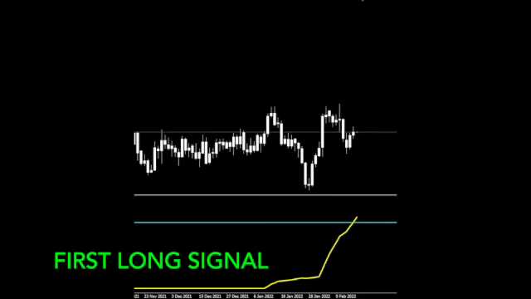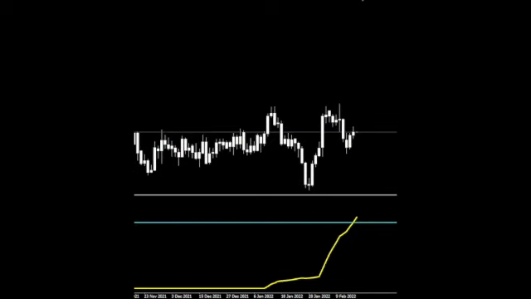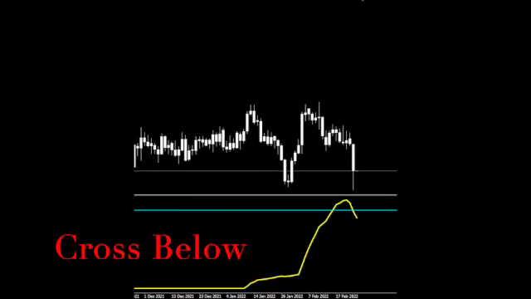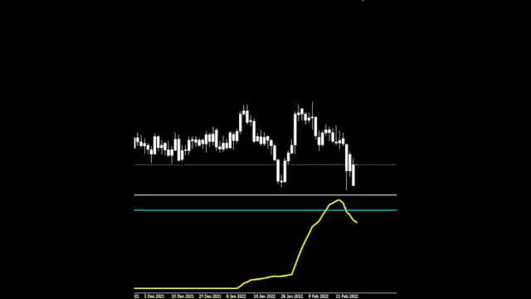Alrighty then, we have our first long signal as the yellow line crosses our blue midline. And a quick loss, no big deal. Write it up in your trusty journal and move on. Let's see where this short signal takes us.